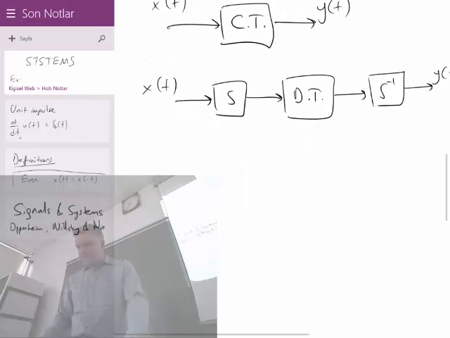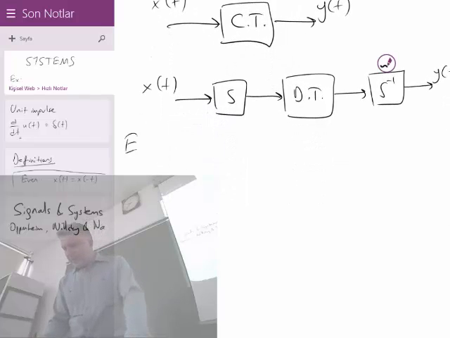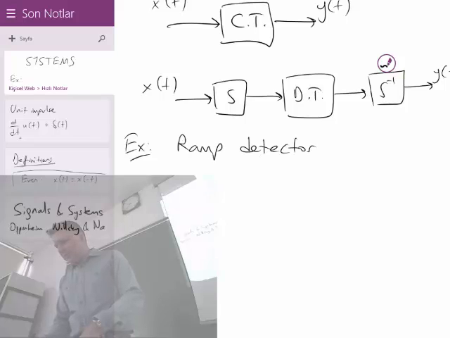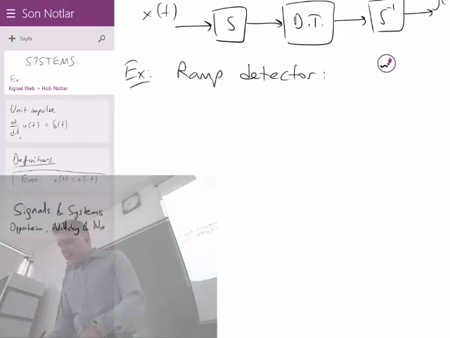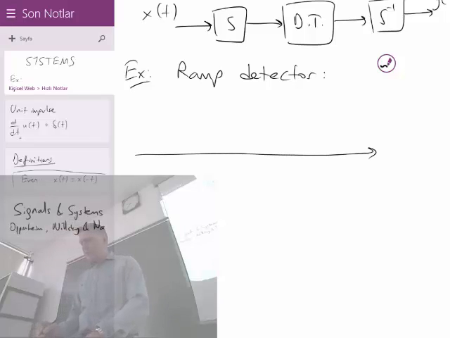Now, let's see a system example, this time in discrete time, because we have seen continuous time second order things. In discrete time, usually the situation is a little bit different from the second order differential equations. We come up with difference equations which are simpler. I want to have a so-called ramp detector. What do we mean by that? It may be an easier idea to show you how it should behave.